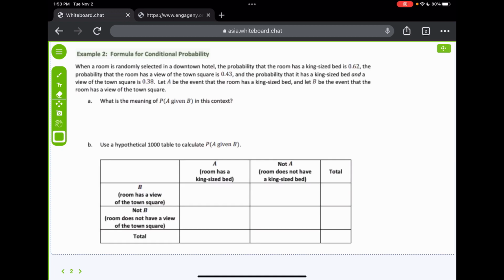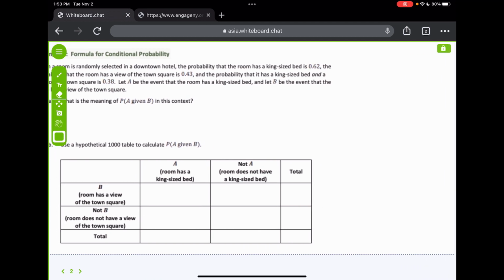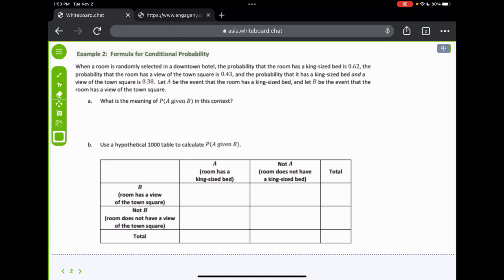All right. Example 2 says formula of conditional probability. I may have called that independent events on the first page, but it's not. It's conditional probability. When a room is randomly selected at a downtown hotel, the probability that the room has a king-sized bed is 62/100ths, the probability that the room has a view of the town square is 43/100ths, and the probability that it has a king-sized bed and a view of the town square is 38/100ths.